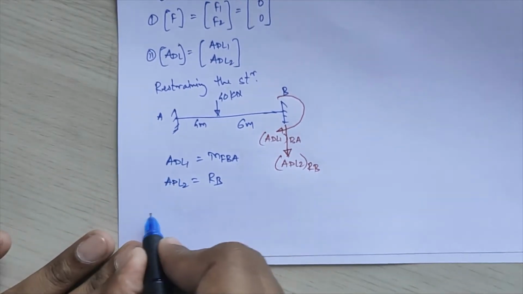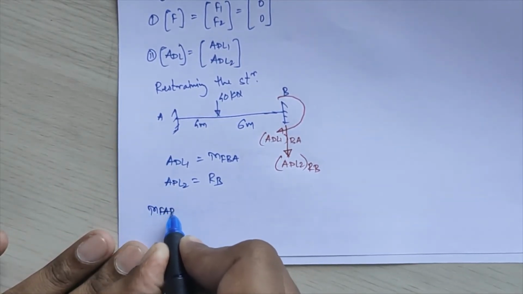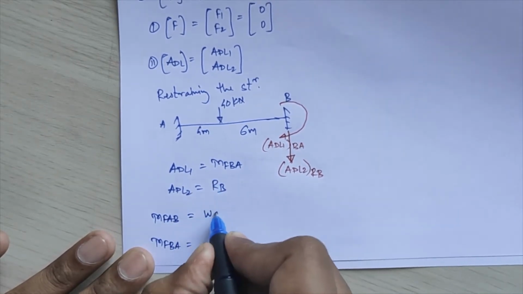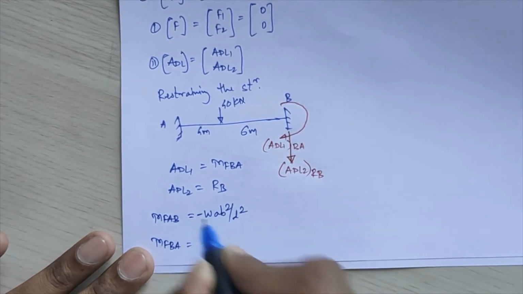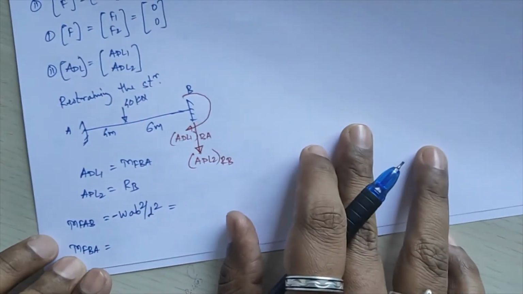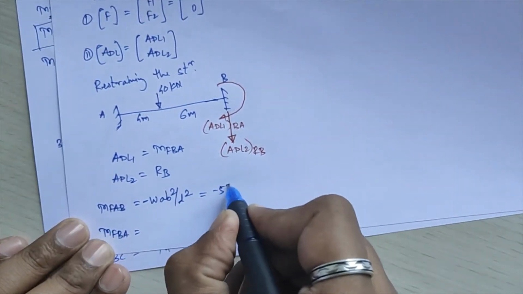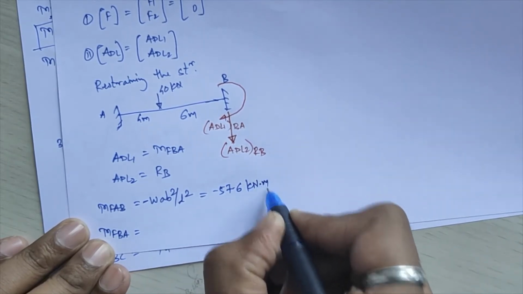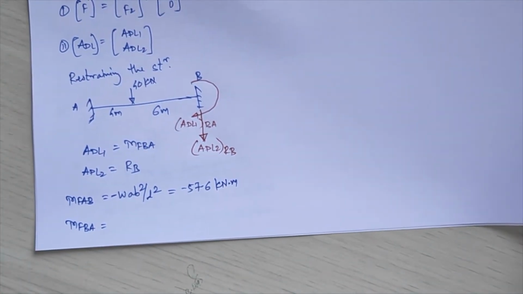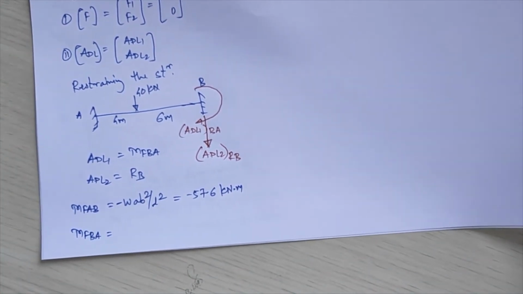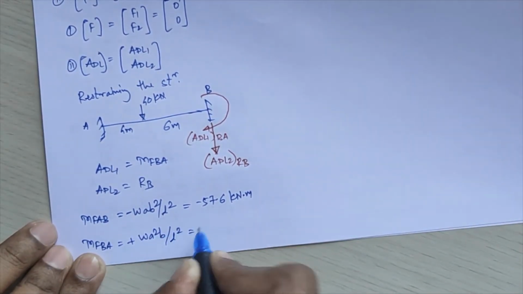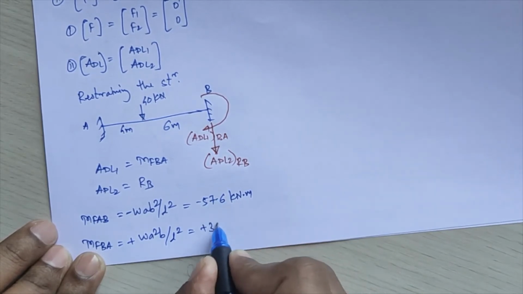Okay, now we'll calculate the fixed moments first. So for fixed moments we'll be having first MFAB and second MFBA. So MFAB will be minus WAB square by L square, and that will be negative over here. A is your 4, B is your 6. So this value I am getting equal to minus 57.6 kilonewton meter. Okay, 40 into 4 into 6 square divided by 10 square. And same way MFBA, I'll get that as plus WA square B divided by L square. So this I am getting as plus 38.4.